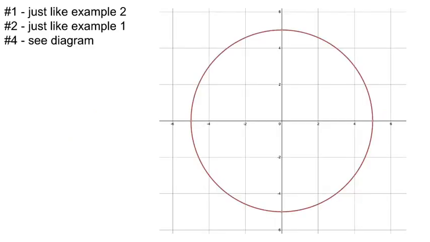Okay, so before I get into the diagram here, number 1 is just like example B. So kind of mirror number 1 after the second example video. Number 2 is just like example 1, so mirror number 2 just like example A, the video A. And then 3 you'll do. 4 is the trickiest one.